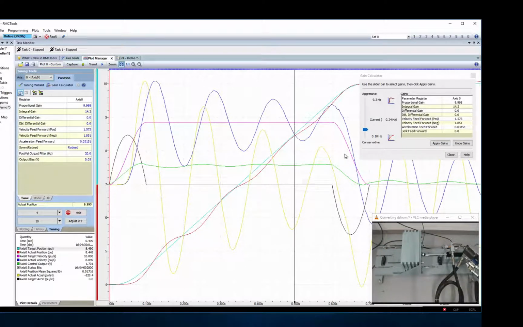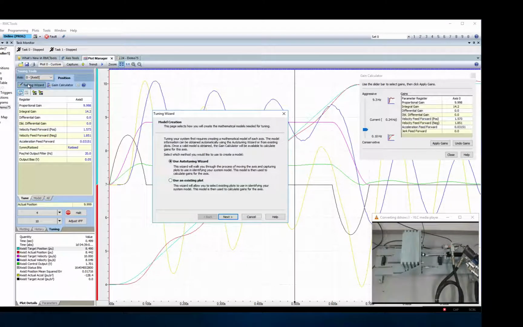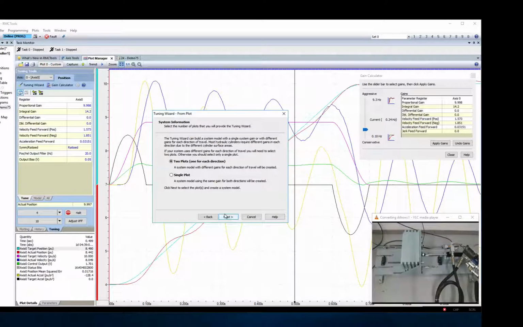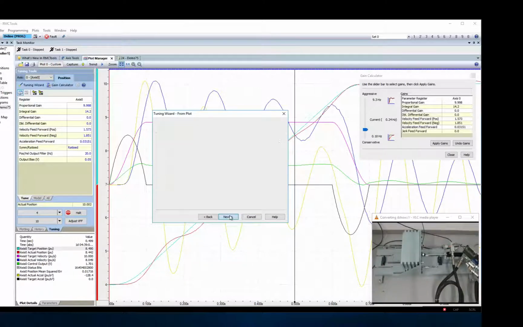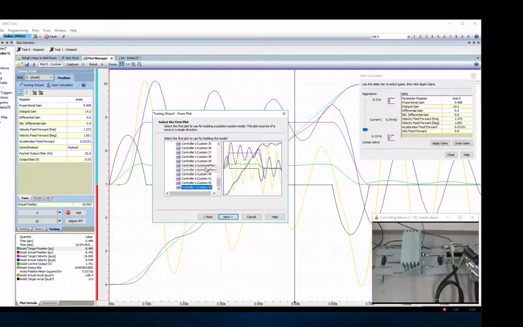So now what I'm going to do is show the advantages of using the second derivative gain and jerk feedforward. So I'm going to go through the auto tuning procedure again. I'm going to use an existing plot. I'm going to use the same data that I had used before. Okay, there's going to be 2 plots, one in each direction. And this is the one that we did for the extend direction.